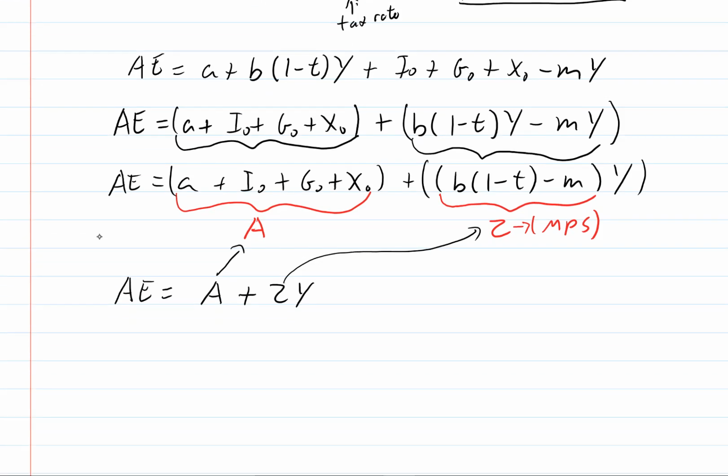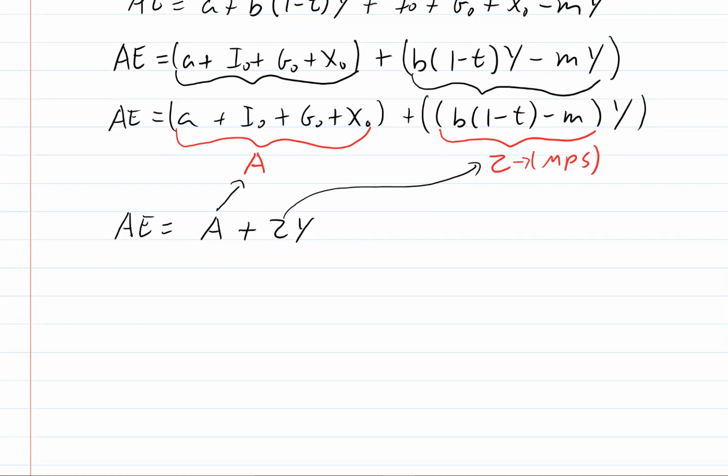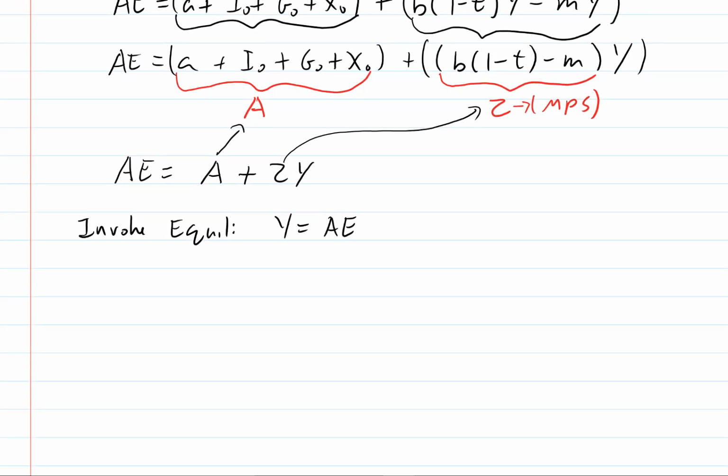Okay, so let's scroll down a little bit. And now we need to invoke our equilibrium condition. And that is that Y equals, so real national income equals desired aggregate expenditure. That's still the same equilibrium condition that we had before. So now we have Y equals A plus z times Y. So I'm just subbing in what our aggregate expenditure function looked like down here.